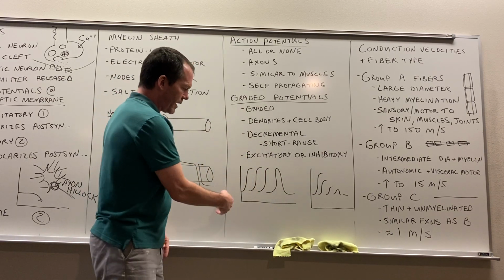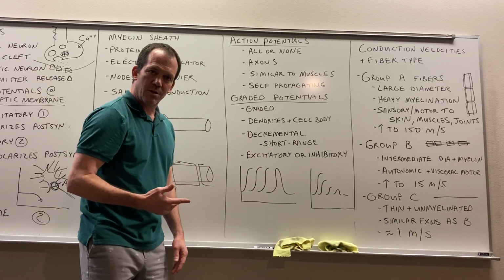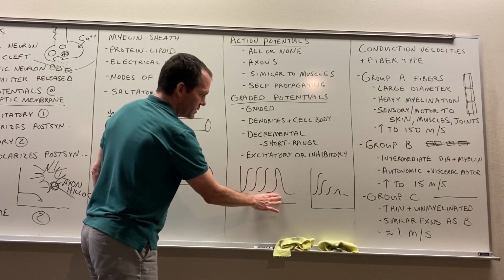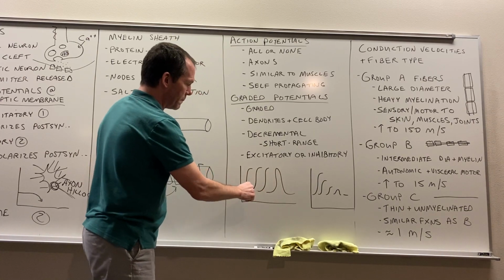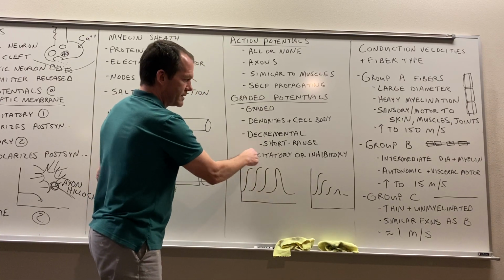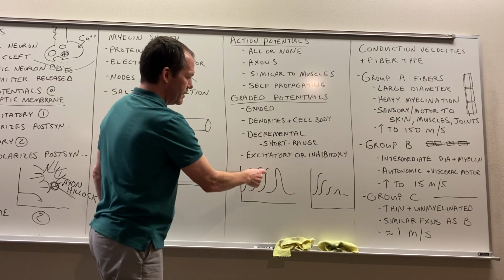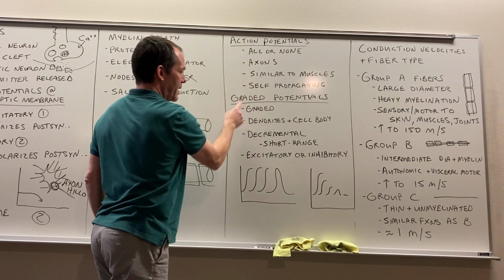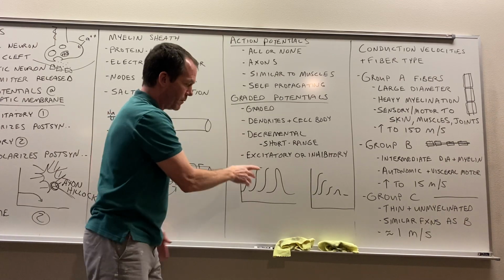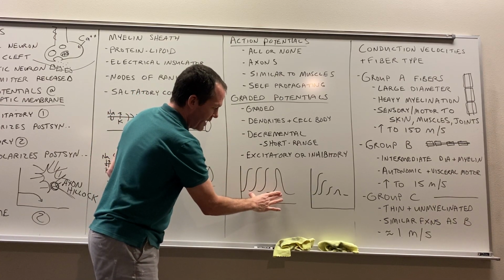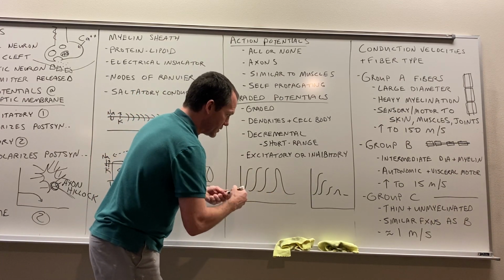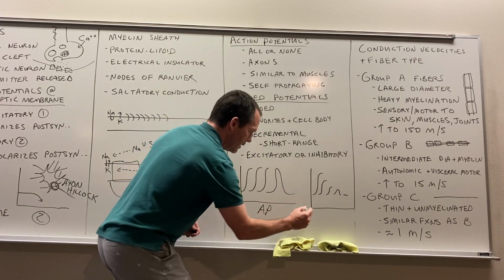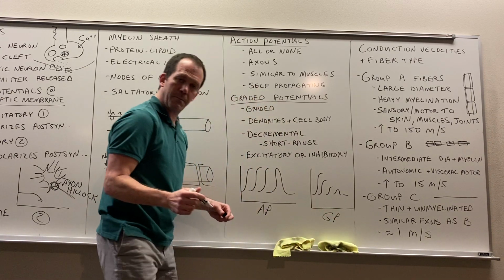And I've kind of modified what an action potential looks like. This would be representative of an action potential. Actually, it doesn't have anything to do with excitatory or inhibitory. This graph has to do with self-propagating and decremental. This one, being self-propagating, represents an action potential. And this one over here represents a graded potential.